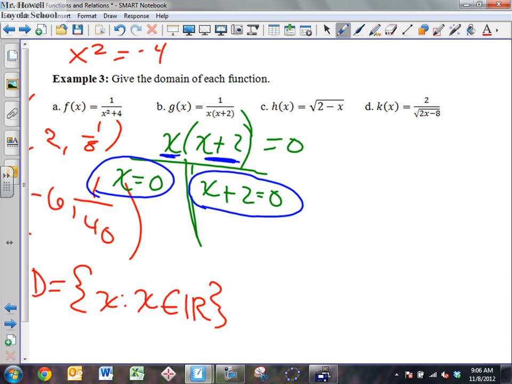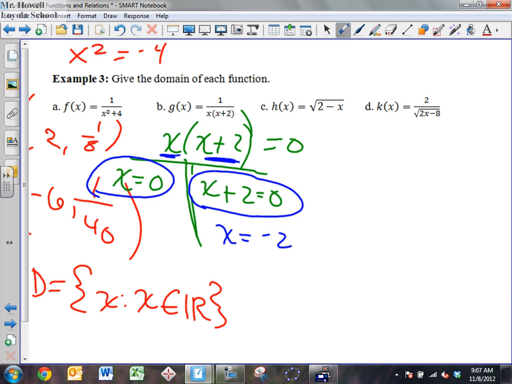Yeah, by subtraction. So Manny gave us the answer of x equals negative 2. That would throw this off, and I agree with him. So x equals 0 and x equals negative 2 are the two values that cannot be in my domain. They cannot be in the domain. Why then? Why can't they be in the domain? They make the function undefined.